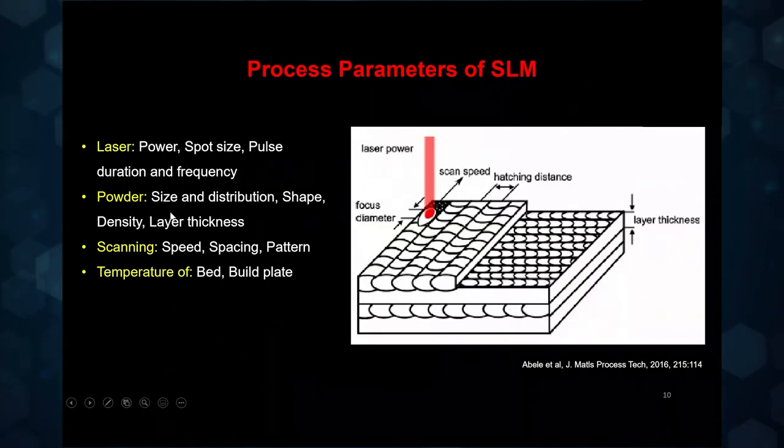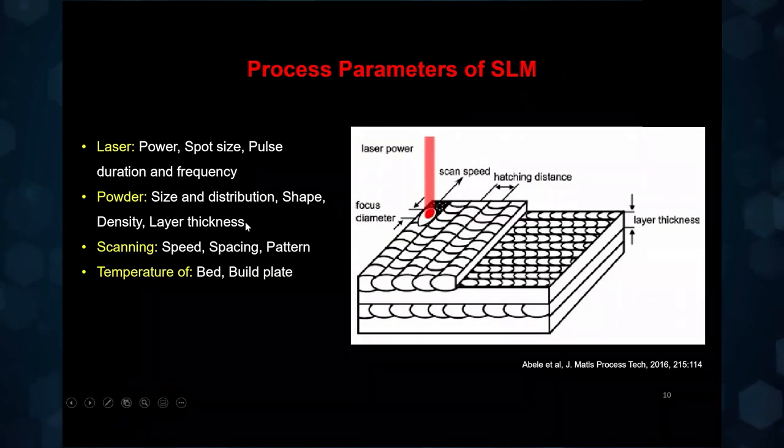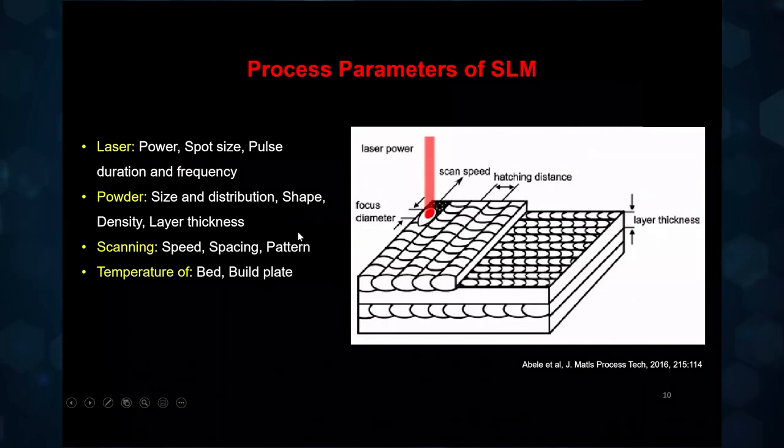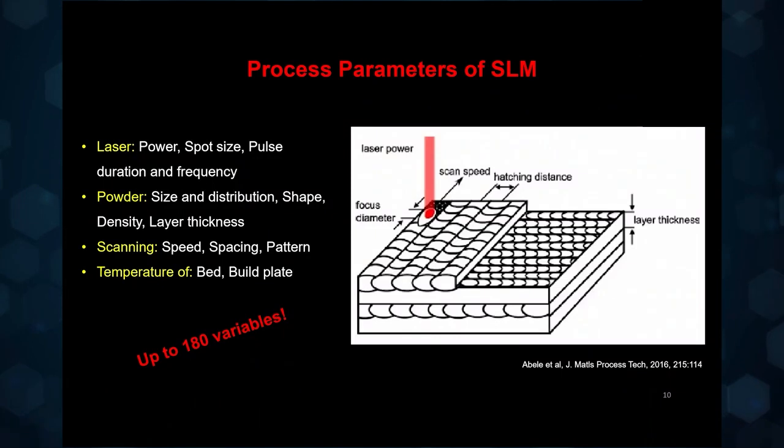The choice of powder itself is important. For a given composition, you have to think about its size and the size distribution, the shape. You want it to be spherical, not some sort of irregular or elongated shape. The density matters, so does the thickness of the layer that you're depositing every time. And there is the scanning speed, the spacing, the pattern, the temperature at which you hold the bed, the build plate, and so on. A lot of these parameters will make a difference. In fact, there can be up to 180 different variables or processing parameters that can make a difference in terms of what the printed part would look like or how it would behave.